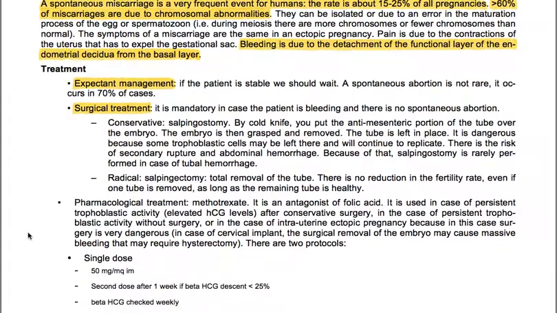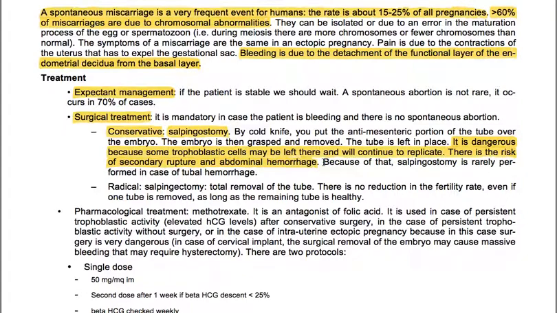It can be conservative with salpingostomy. By cold knife, you cut the antimesenteric portion of the tube over the embryo. The embryo is then grasped and removed. The tube is left in place. It's dangerous because some trophoblastic cells may be left there and will continue to replicate. There is the risk of secondary rupture and abdominal hemorrhage. Because of that, salpingostomy is rarely performed in case of tubal hemorrhage.